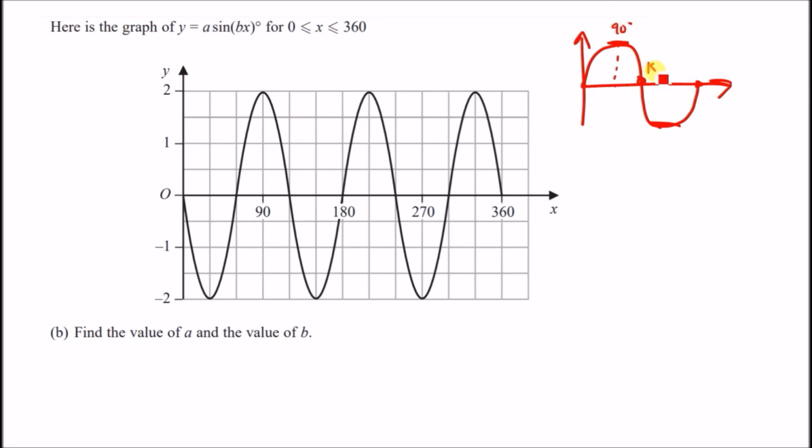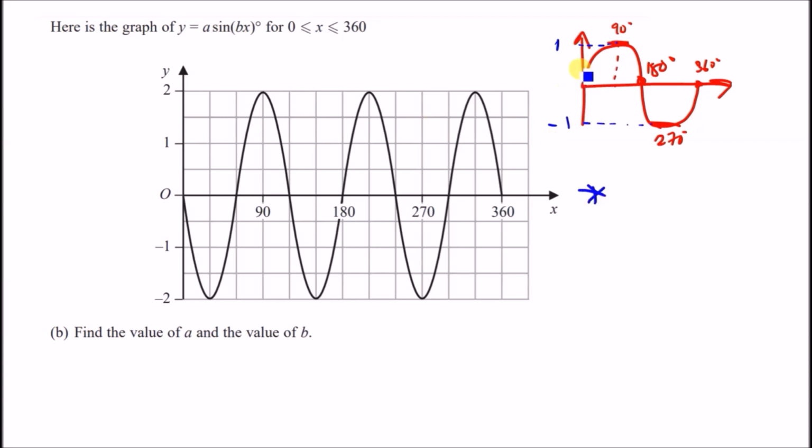This intersection is 180 degrees and the minimum is 270, and it ends at 360. Okay, so looking at both graphs for a second, one more key aspect is that the maximum on the y-axis is 1 and the minimum on the y-axis is -1. So this is going to literally give us an indication how to solve this one.